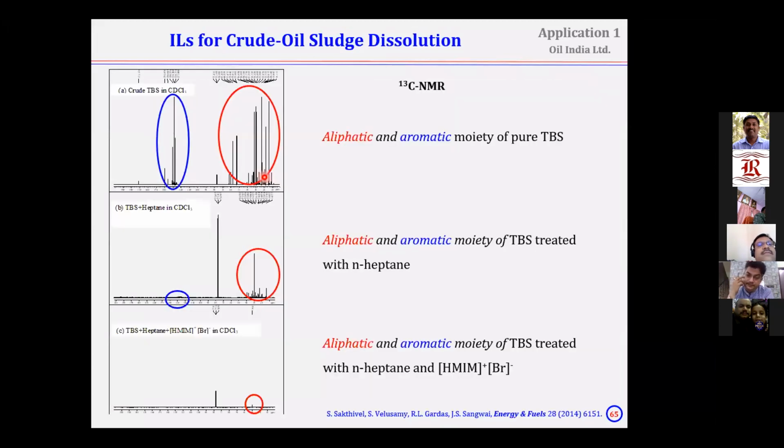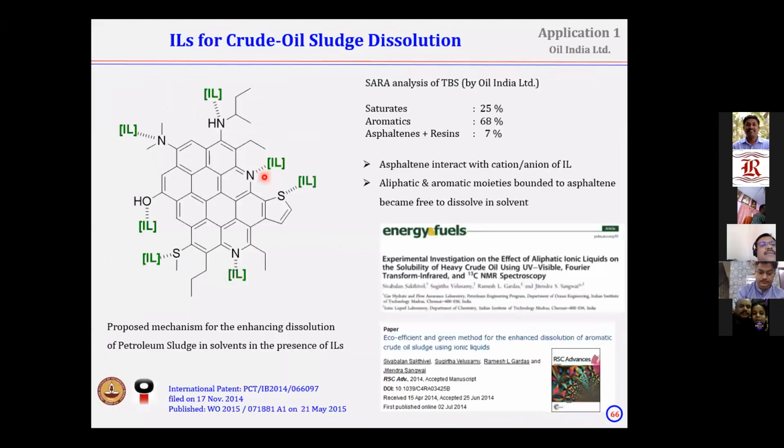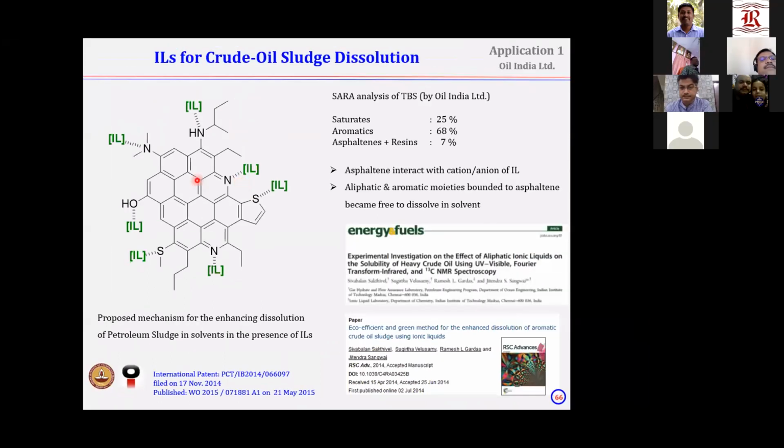Similar results we also obtained from NMR. Now it is confirmed that it is happening. Magic is happening with the small amount of ionic liquid, adding 65% enhancement. Now what could be the reason? We proposed with the model asphaltene a plausible mechanism that the lone pair of the heteroatoms of the resins, on nitrogen, sulfur, or oxygen, might be attacked by the ionic liquid, preferably the cation, or we don't know, maybe the anion also.